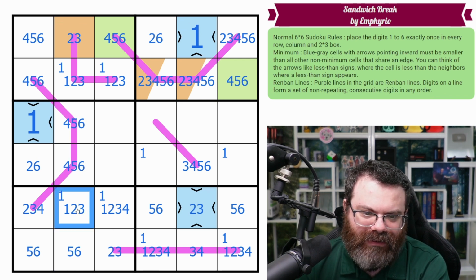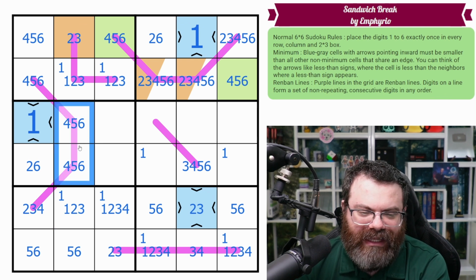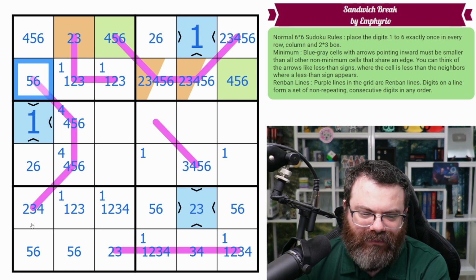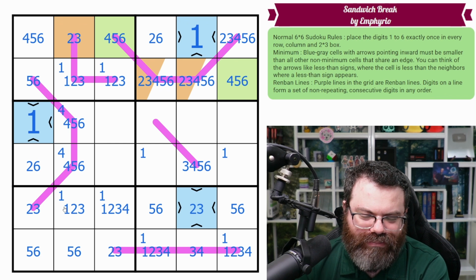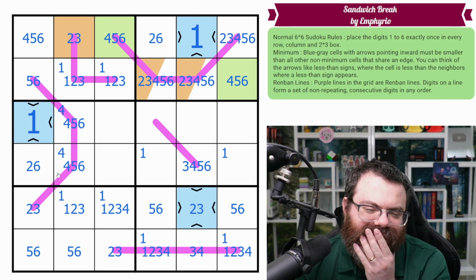So this is not a 4. There is a 4 in one of these two for the column now. So this is not a 4 and this is not a 4. What do we do with this?